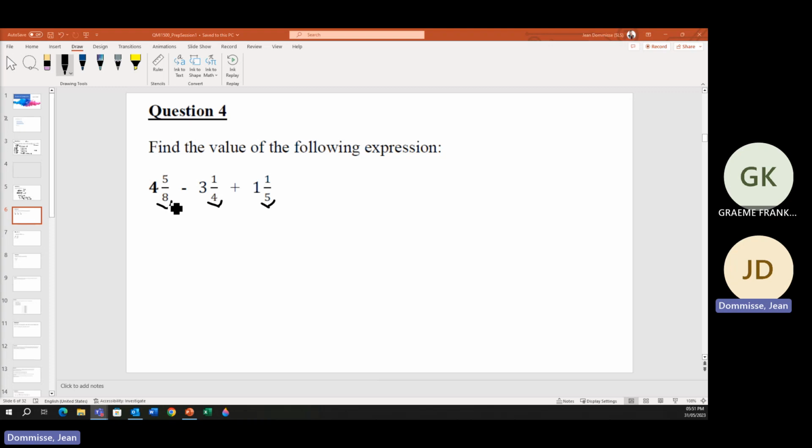Okay, so 8 times 4 is 32. 32 plus 5 is 37. So 37 over 8. Then 4 times 3 is 12 plus 1 is 13 over 4. And then we need to add the 5 times 1 is 5 plus 1, 6 over 5.